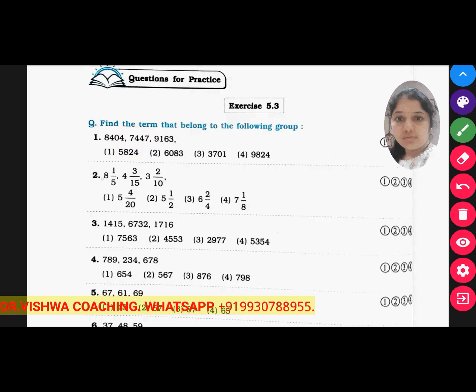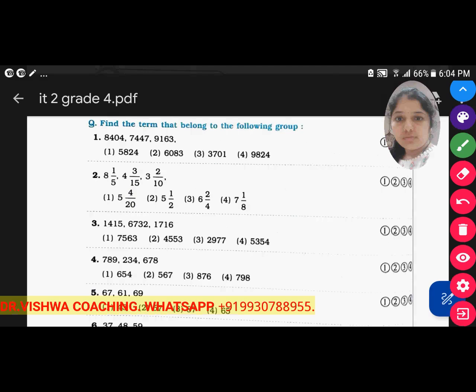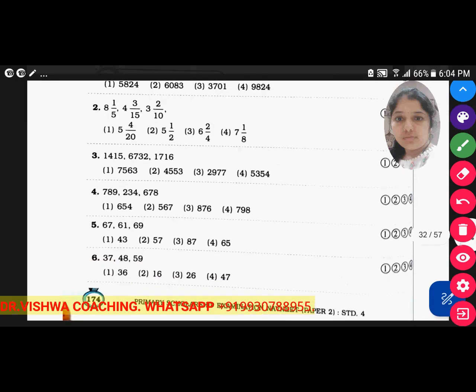Okay, now 8 is to 1 by 5, 4 is to 3 upon 15, 3 is to 2 upon 10. We have to find the rational number with the same pattern in the given options. If you look carefully, 3 by 15 is nothing but 1 upon 5, 2 upon 10 is nothing but 1 upon 5. So find the option where you see the same pattern. 4 1s are 4, 4 5s are 20, so it looks like 1 upon 5, so this is your option. The rest are 1/2, 2 by 4 means 1 by 2, and 1 by 8. So option number 1 is the correct option here.